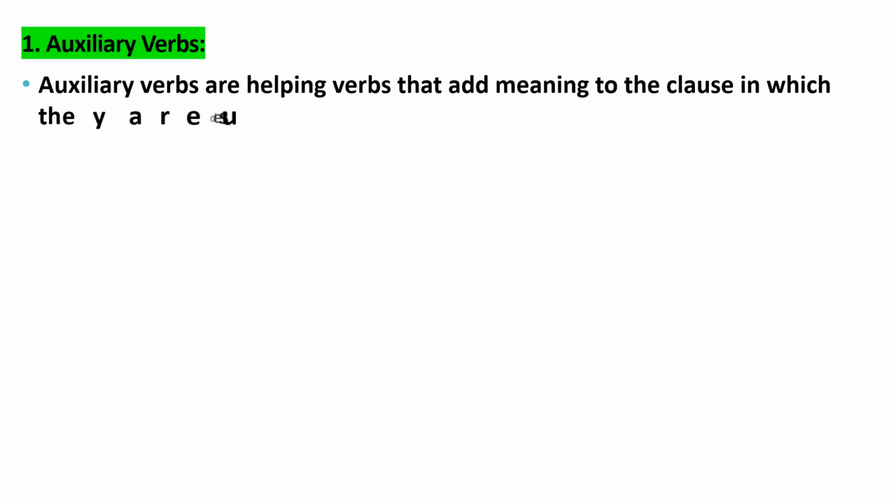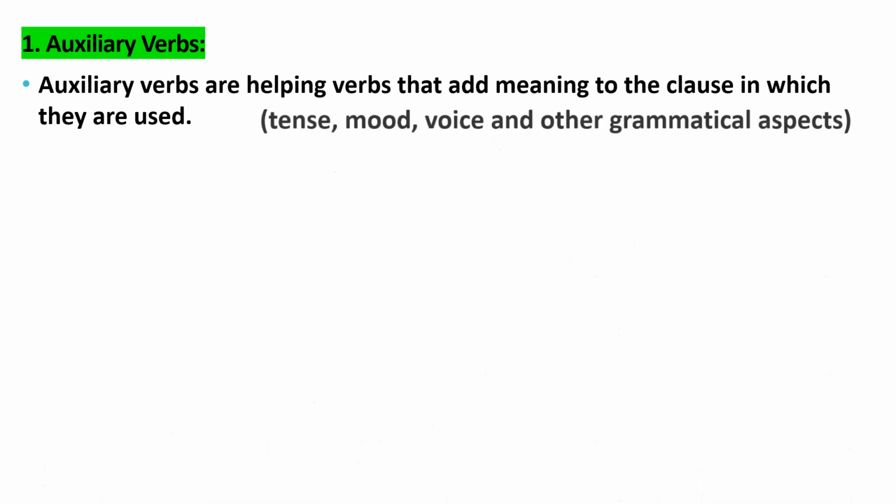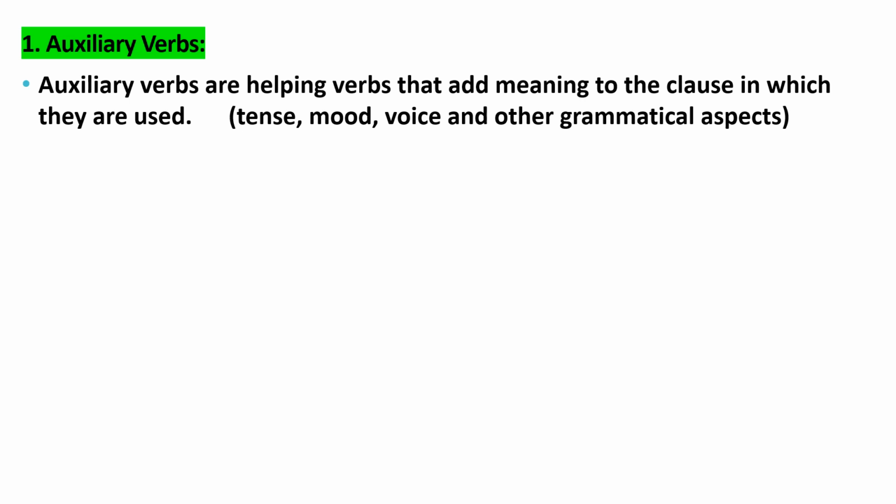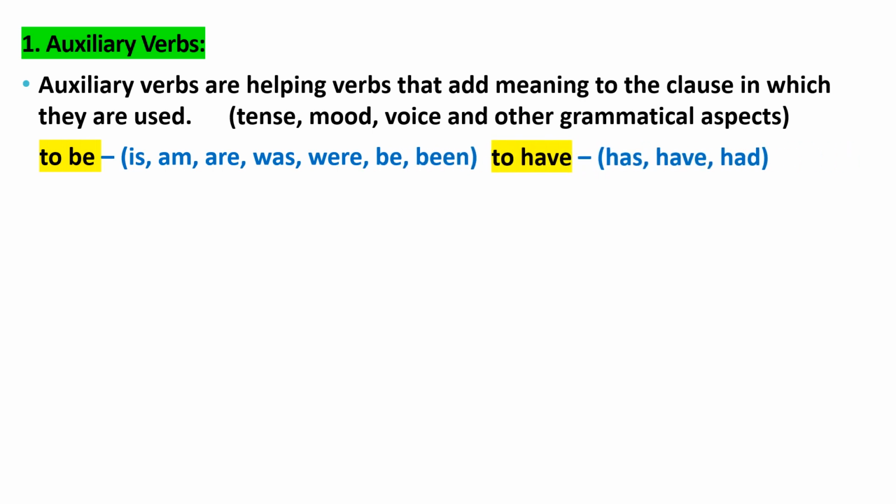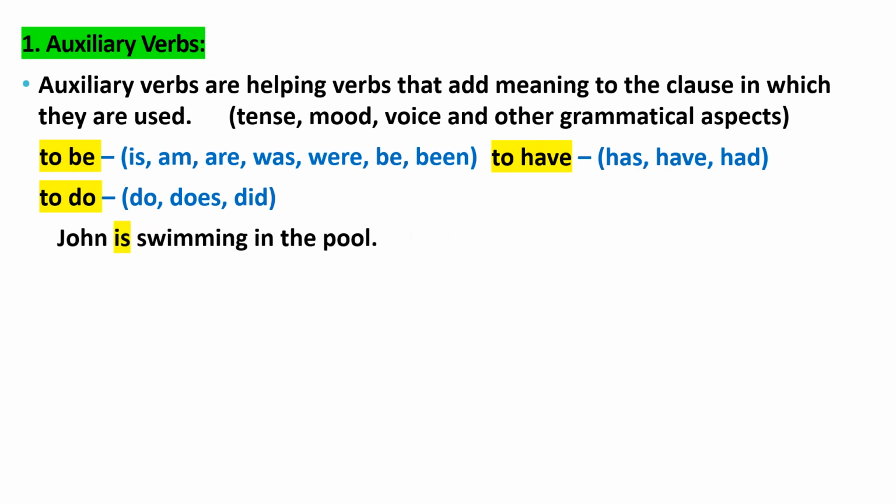1. Auxiliary verbs. Auxiliary verbs are helping verbs that add meaning to the clause in which they are used. They indicate information such as tense, mood, voice and other grammatical aspects of the action. To be, to have and to do are the three mostly used auxiliary verbs. Each of these types has multiple forms. To be is am, are, was, were, be, been. To have: has, have, had. To do: does, did. Observe the following sentences. John is swimming in the pool. And he has arrived on time.